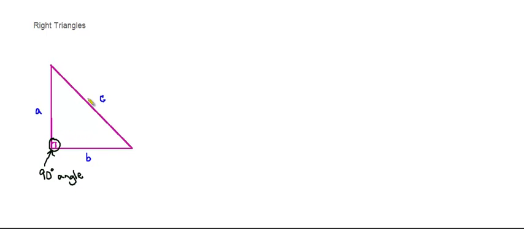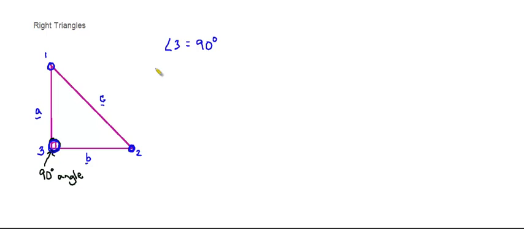So notice when you have a triangle, you have your three sides, A, B, C, and you have your three angles. So here we have our right angle, and then these are the other two angles here. And let's just label these angle 1, angle 2, and angle 3. So we know that angle 3 is a right angle, which means it's 90 degrees.